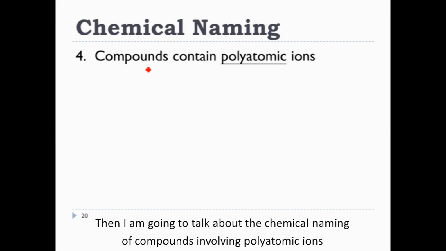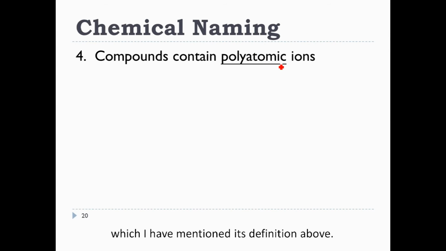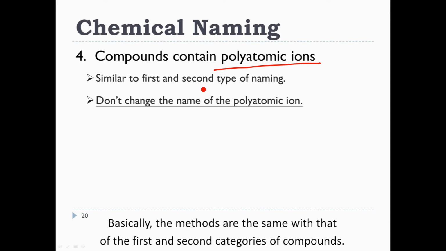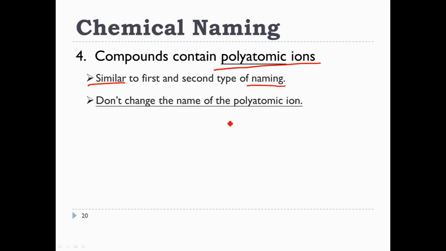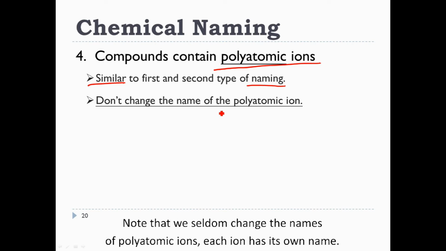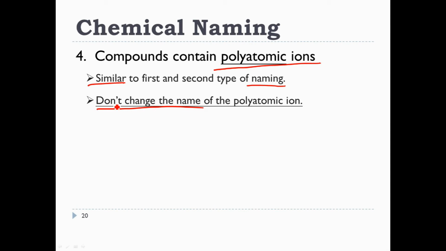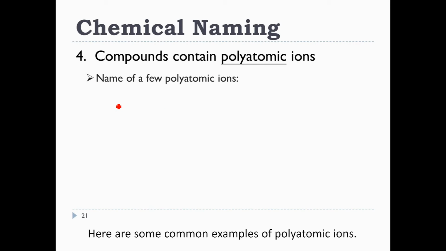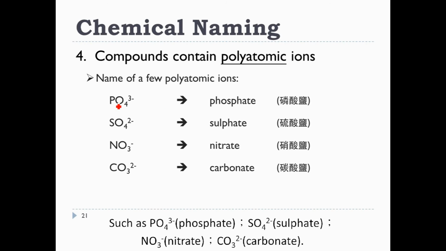Then I am going to talk about the chemical naming of compounds involving polyatomic ions, whose definition I have mentioned above. Basically, the methods are the same as those of the first and second categories of compounds. Note that we seldom change the names of polyatomic ions. Each ion has its own name. Here are some common examples of polyatomic ions, such as PO4 3-, phosphate, SO4 2-, sulfate, NO3-, nitrate, CO3 2-, carbonate.